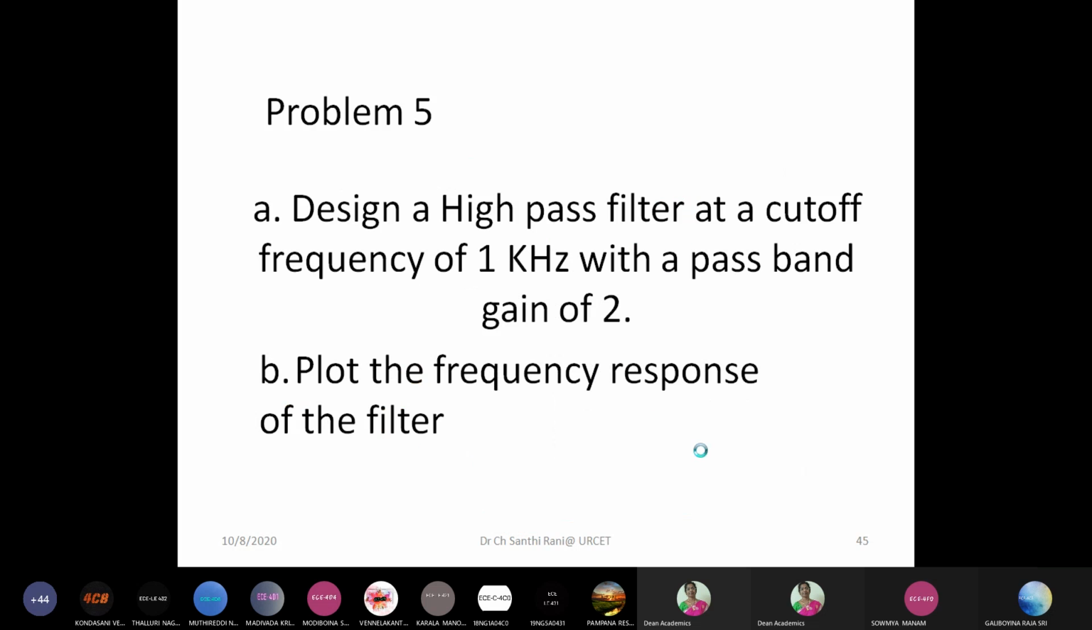Then gain magnitude. So please note down this problem. All of you note down this problem, do it at home and come for the next class, right? Design a high pass filter at a high cutoff frequency of 1 kilohertz with a pass band gain of 2, and plot the frequency response of the filter.